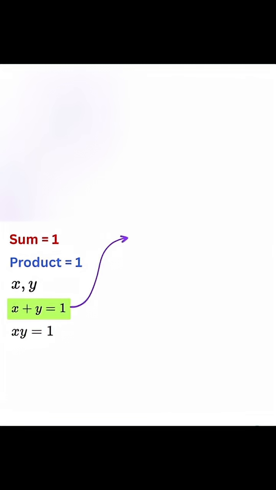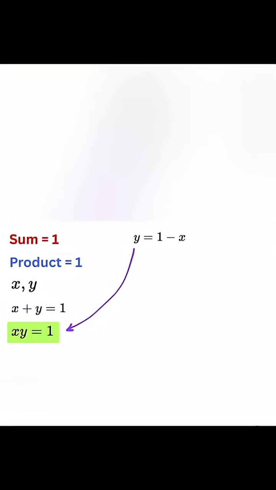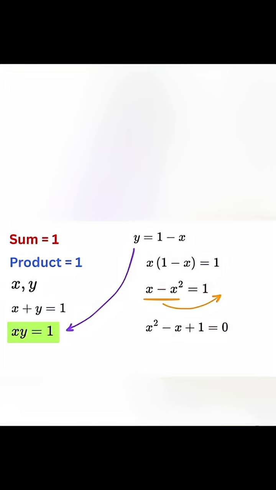Subtracting x from both sides gives y is equal to 1 minus x. We now substitute this expression into the second equation to get x times (1 minus x) equals 1. Expanding the brackets gives x minus x squared is equal to 1. Rearranging the equation by moving every term to one side gives x squared minus x plus 1 is equal to 0. We have now obtained a quadratic equation in x.